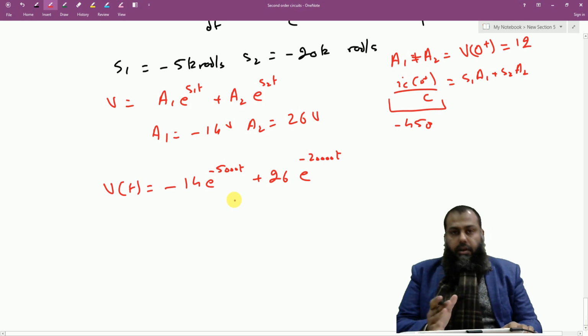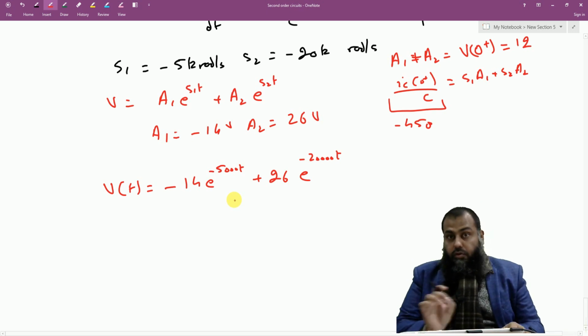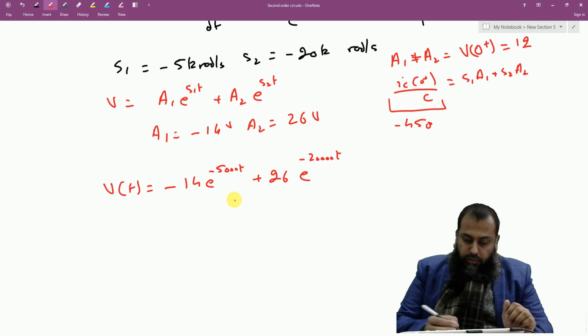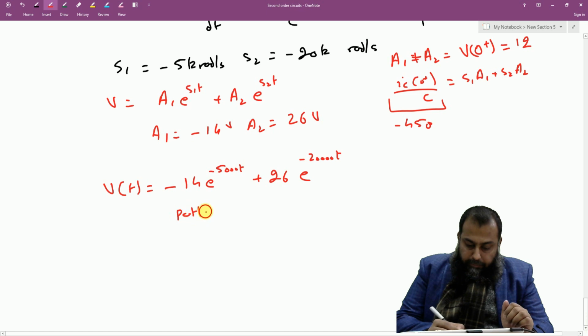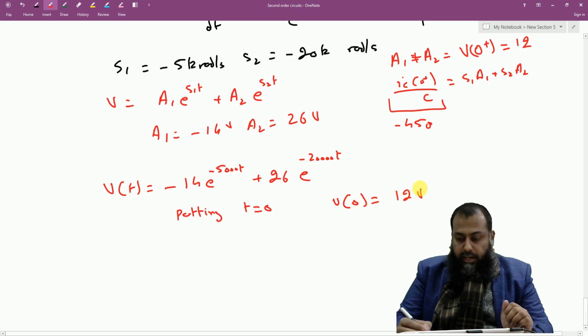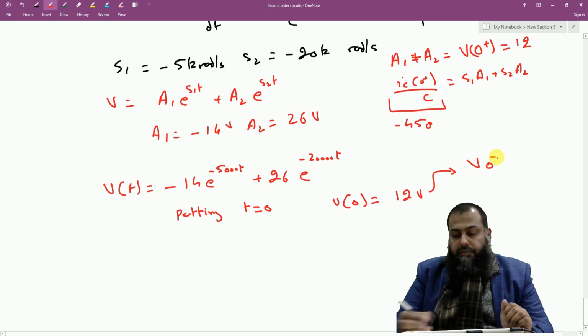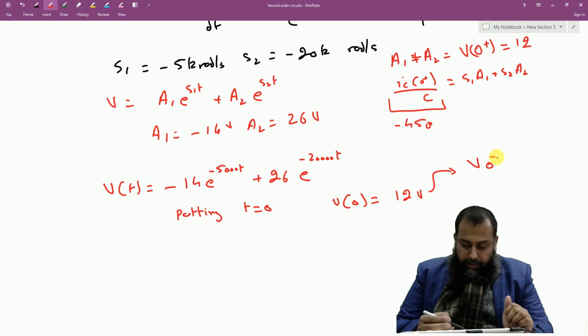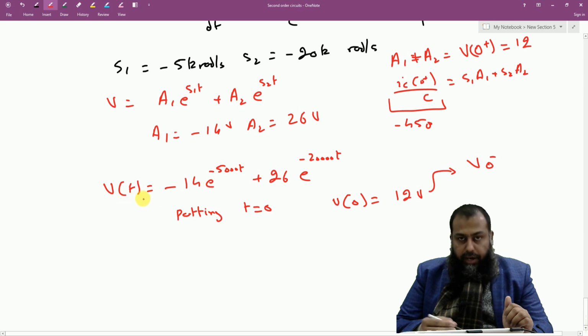So we now need to see if this solution is true. This is the first thing after we have solved this equation. If you notice here, putting t equal to 0, V0 becomes equal to 12 volt, and this is exactly what was given as V0 negative, which was our initial condition. So this equation is exactly true for us. And also, dV0 positive over dt is equal to minus 450,000 volt per second.